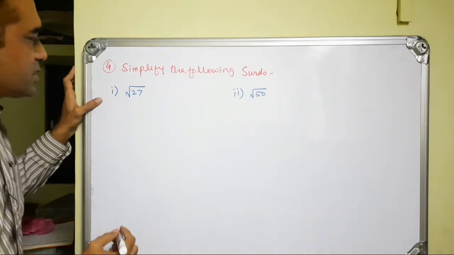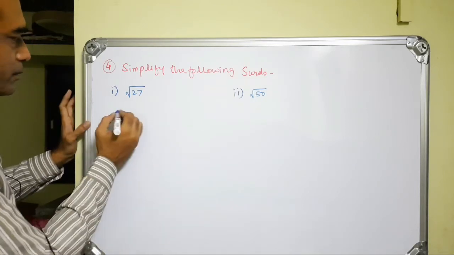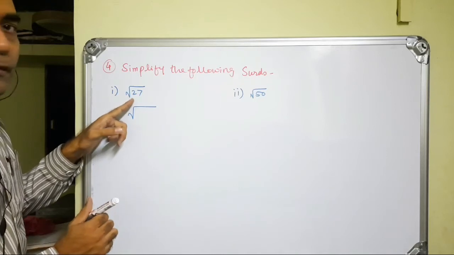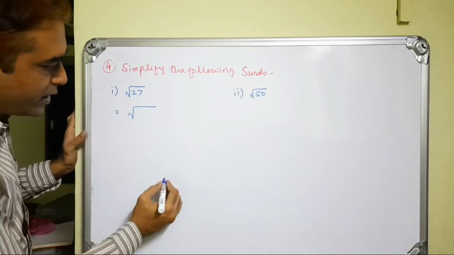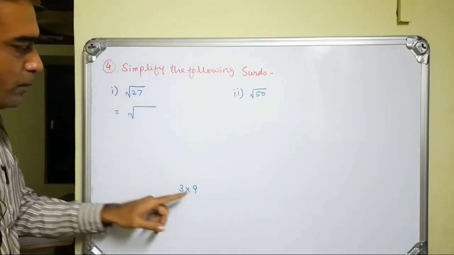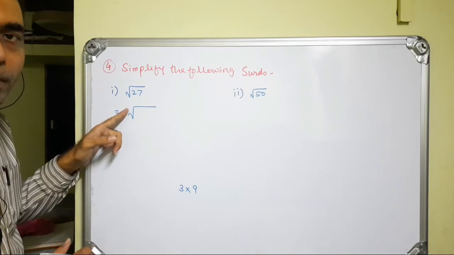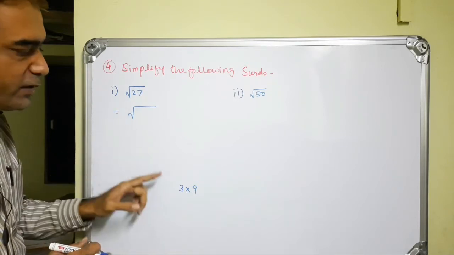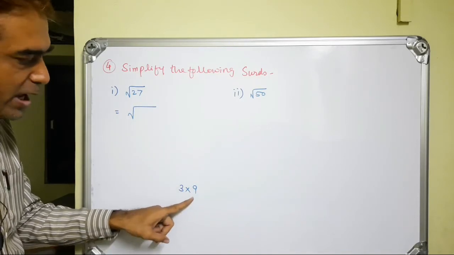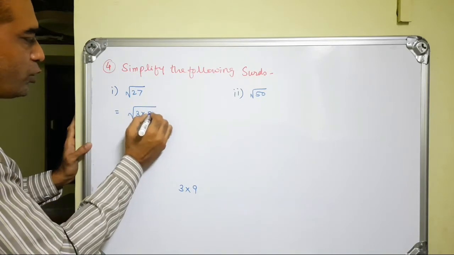Now the first sub question is the square root of 27. So we have to simplify this. What are the factors of 27? The factors of 27 are 3 into 9. Here the order is 2. So we will think which is the factor which is the square of any number. So 9 is the square of 3. So we will write 3 into 9.